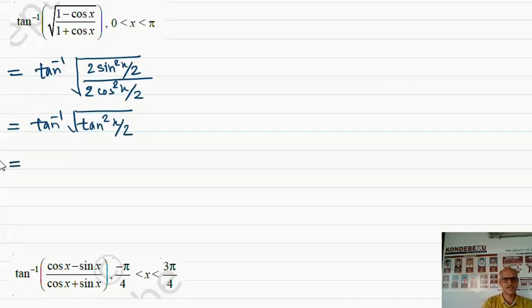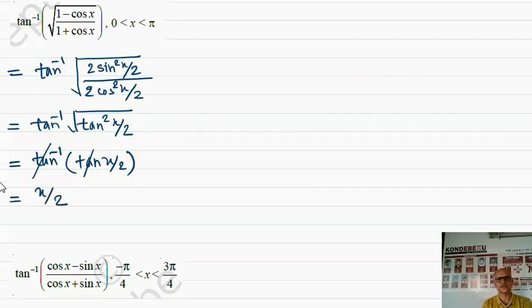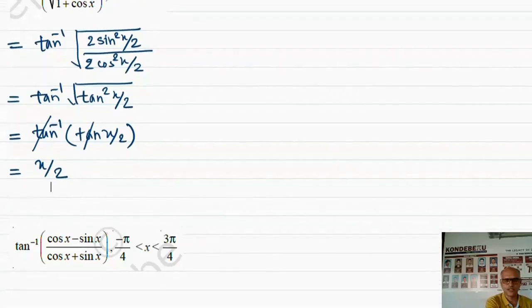Again square root and square cancel. So you will have tan inverse of tan x by 2. Now tan inverse tan gets cancelled. You will have the answer as x by 2. So the simplest form will be x by 2. Clear? So next problem.